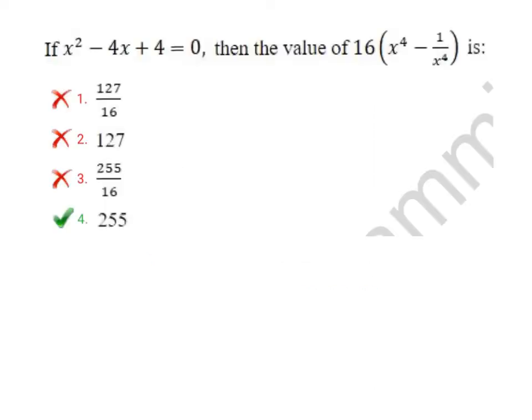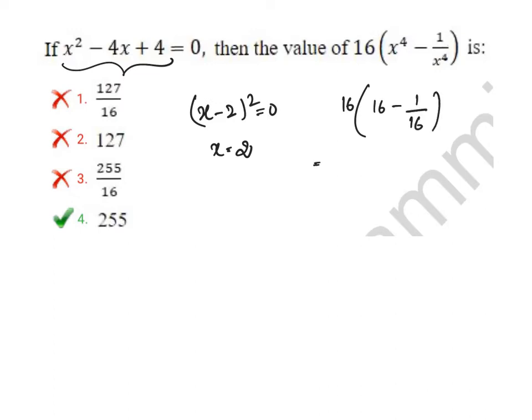If x square minus 4x plus 4 is equal to 0, then he is asking you 16 into x to the power of 4 minus 1 by x to the power of 4. This is in the form of the (a minus b) whole square formula, that is (x minus 2) whole square is equal to 0. Therefore, I can say x is equal to 2. If I substitute it, 16 into 16 minus 1 by 16, 16 into 16 is 256, minus 1, thus 255.